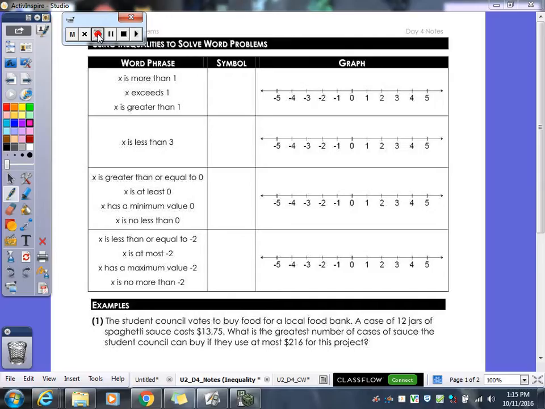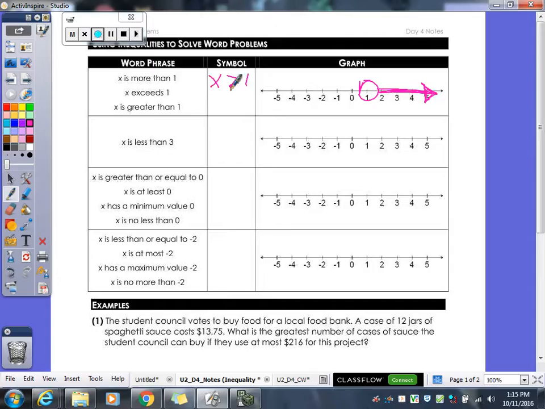So, solving inequality word problems. It's just like the rest of them. We're going to graph some inequalities because there are easy ones and there are difficult ones. So, this first one should be an easy one. More than exceeds greater than. So, again, open circle. This is going to be to the right. X is greater than 1.